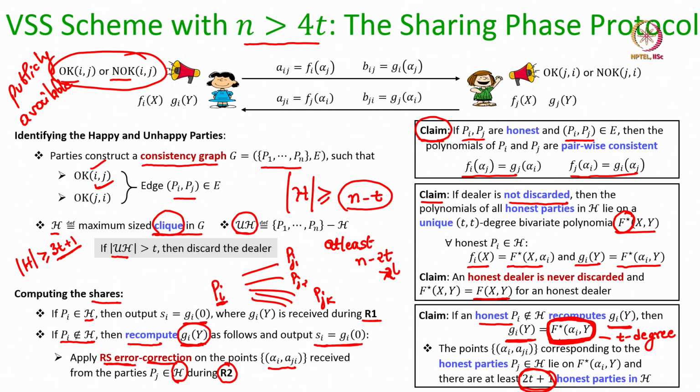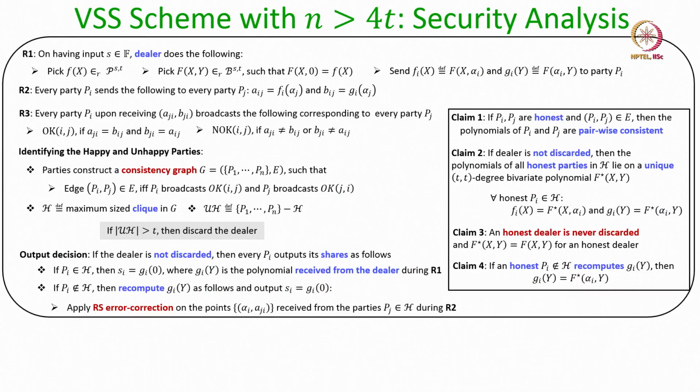That also shows that whatever share is computed by Pi because of this second case is nothing but a valid share. We will prove that very soon. Okay. So, these are the 4 claims with respect to this sharing phase protocol, and now you can see that the sharing phase protocol is relatively simpler here compared to the previous VSS scheme.